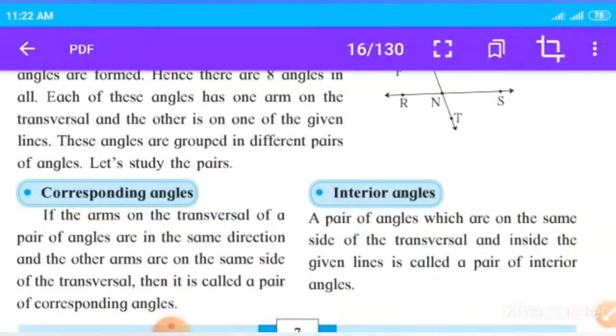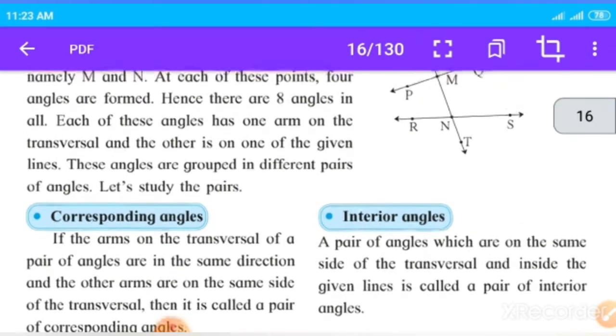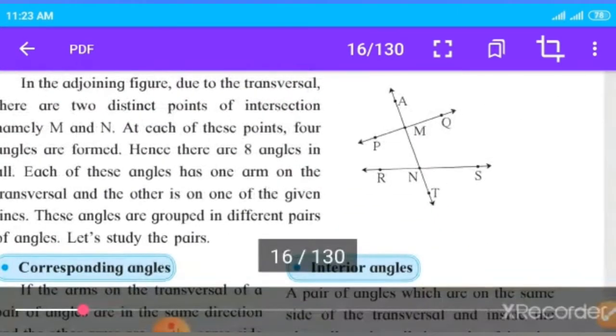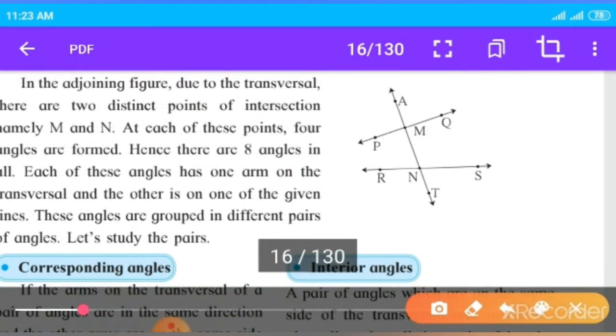Interior angles. A pair of angles which are on the same side of the transversal and inside the given lines is called a pair of interior angles. I show you interior angles like these. These are interior angles.